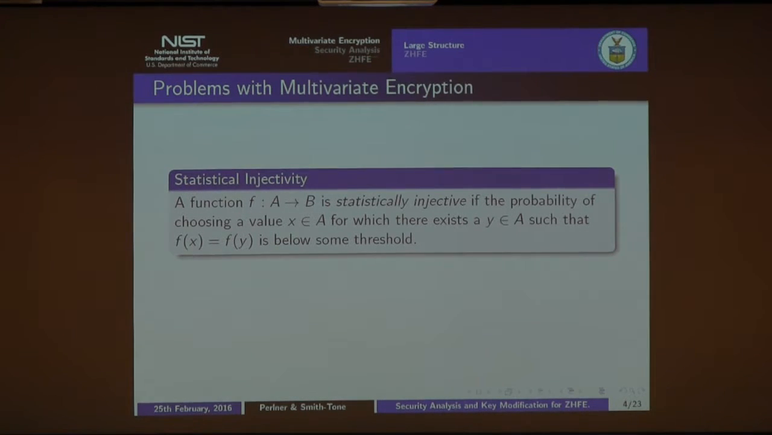Well, one thing is you need to be able to get a unique preimage. And so if you're restricting yourself to have the same size output for your map as input, then you're horribly restricted in being able to have an essentially injective map. So we might say that a function is statistically injective if the probability of choosing an input for which there's another input that gives you the same output is below some predetermined threshold. Something that allows decryption failure to almost never happen.